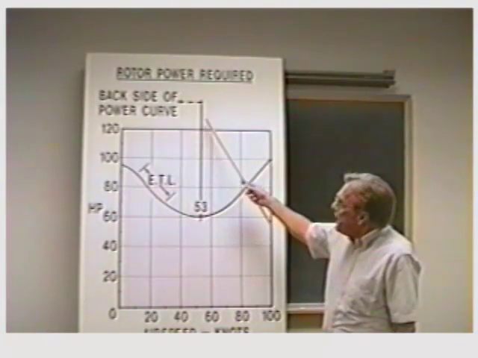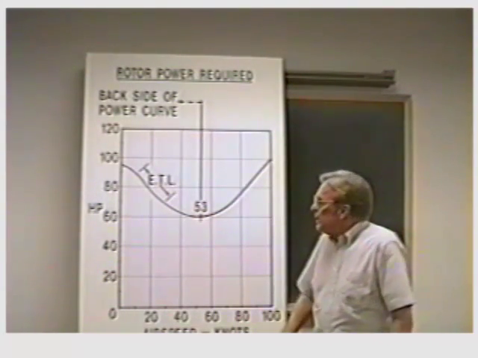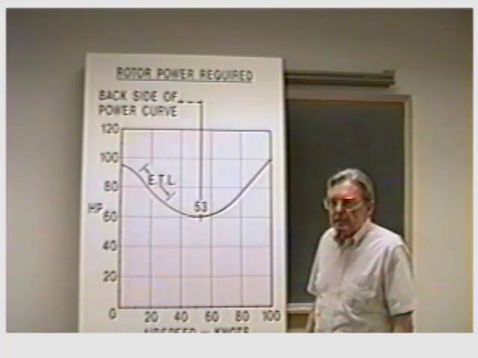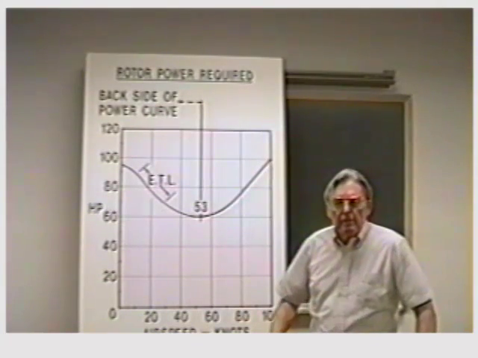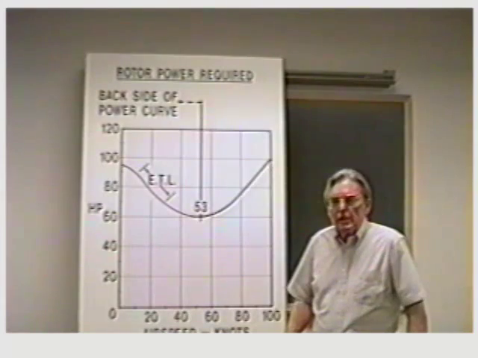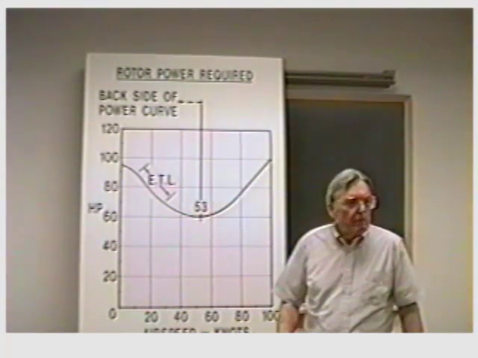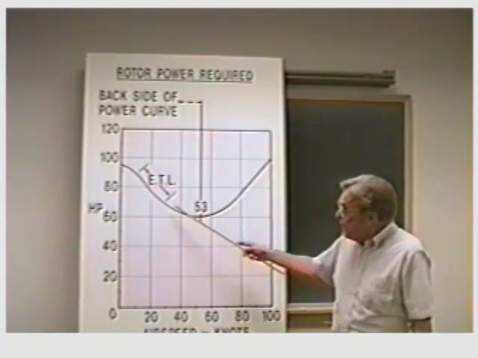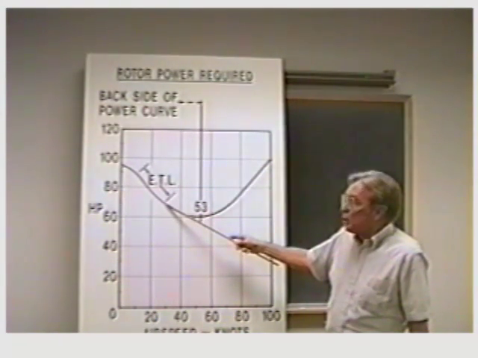Okay, on the back side of the power curve, everything is quite different. It takes more power to go slower and less power to go faster. Frankly, you have a hard time thinking of anything that works that way. Certainly an automobile doesn't work that way, a boat doesn't work that way. You have a difficult time thinking of anything that requires more power to go slower and less power to go faster. Furthermore, it's unstable.